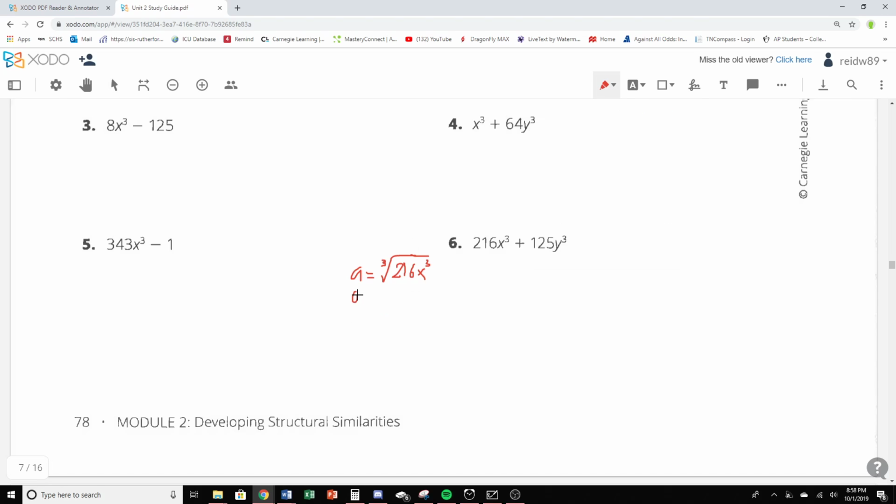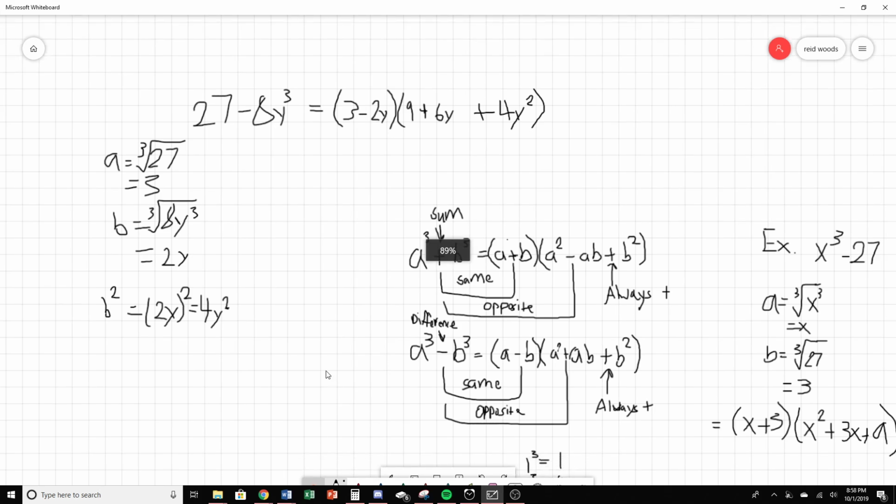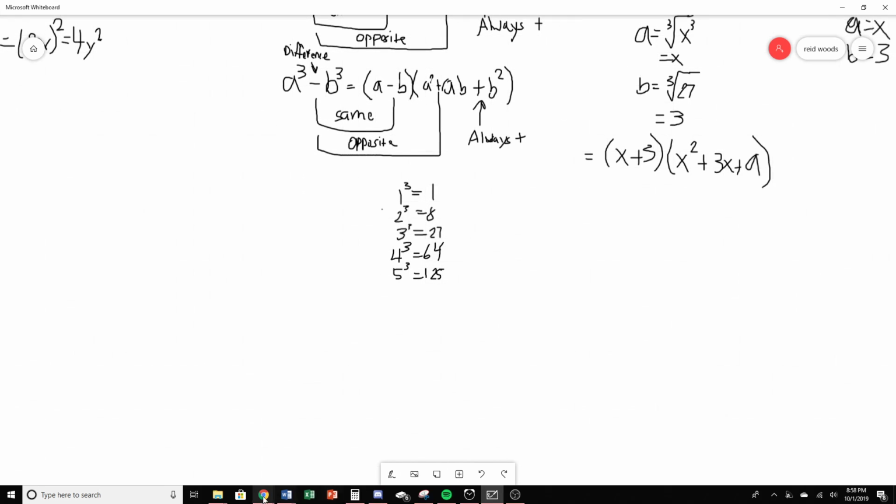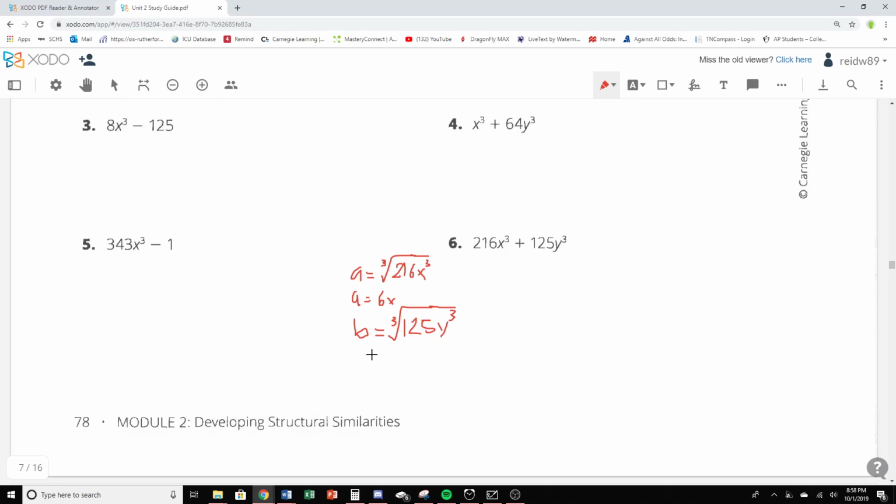All right, and now we want to find B. Let me rewrite that. So this is 6 and then x. B is going to be the cube root of this one here, so that's 125y to the third. And so we take the cube root of all of this. We know what 125 is, I put that on the list here. That's 5. So B is 5. And then y to the third power, taking the cube root of that, is just a y. So now we're ready to write this up in our form.